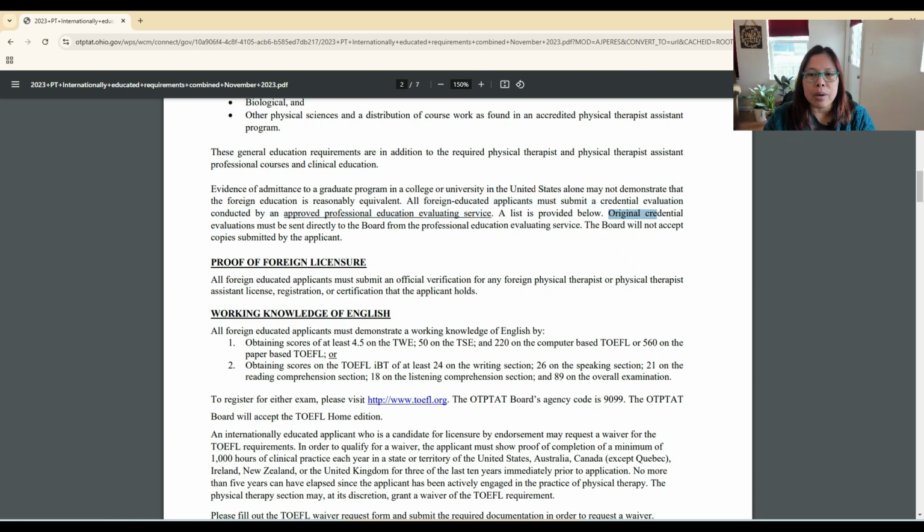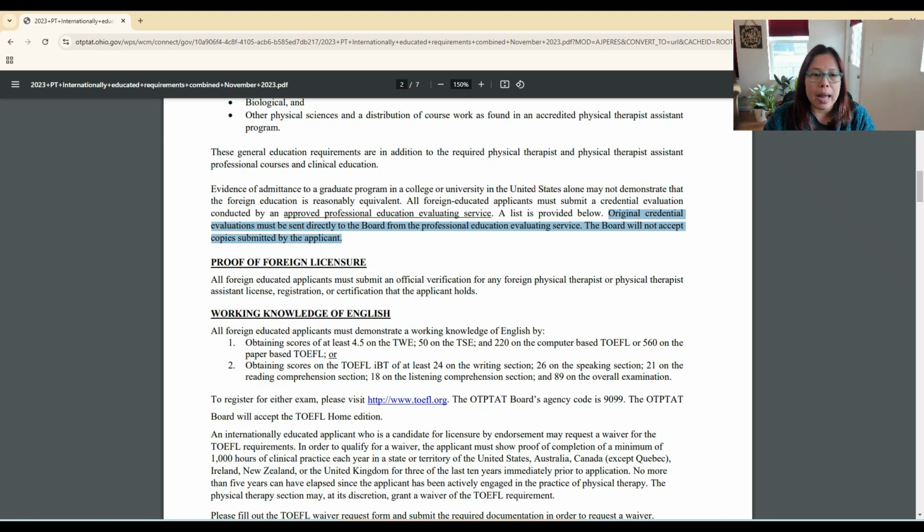Okay, it says here, very important, original credential evaluations must be sent directly. The keyword is directly to the board from the professional education evaluating service. So it should be office to office. They will not accept any copy of your FCCPT or ICD-IERF from you to the board. Okay, do not do that.